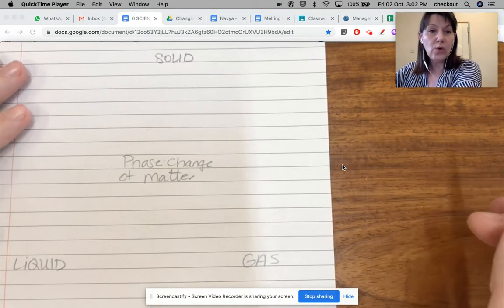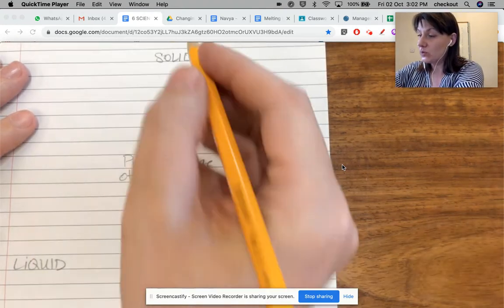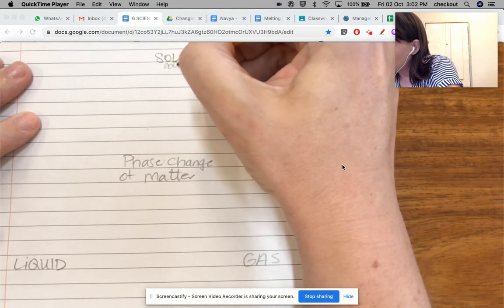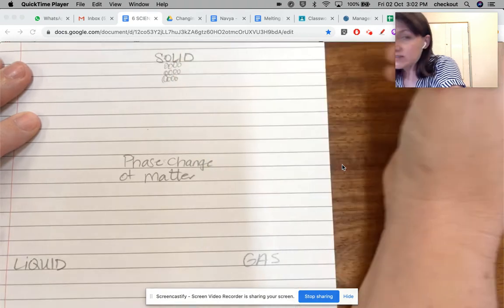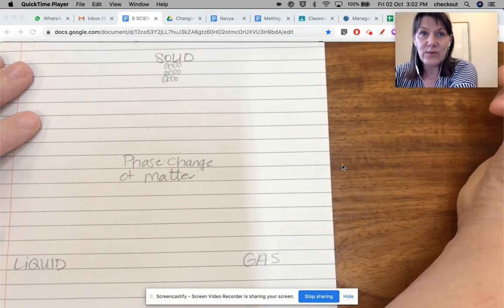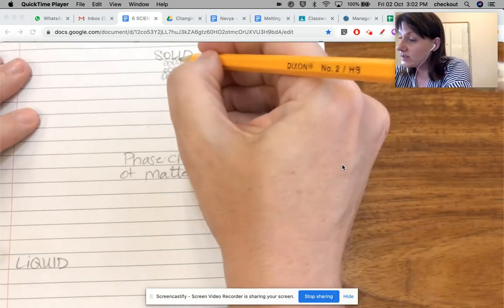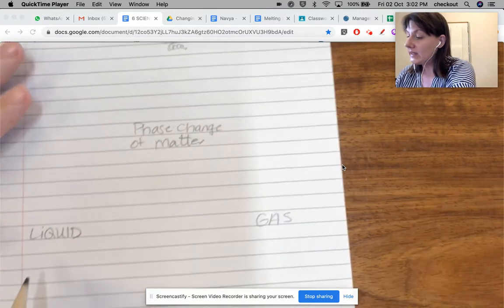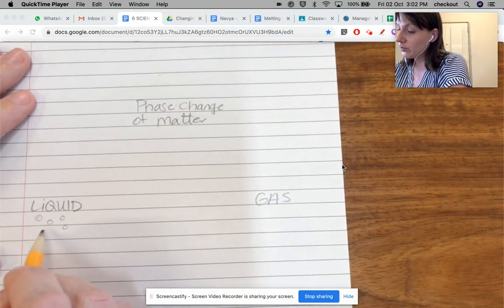Now, we know what the particles are like in these three substances. When we start talking about a solid, we start talking about particles that are close together. If they're arranged in a pattern, it's called a crystalline solid. If they're arranged randomly, it's an amorphous solid. And then they're also moving and they're like vibrating.